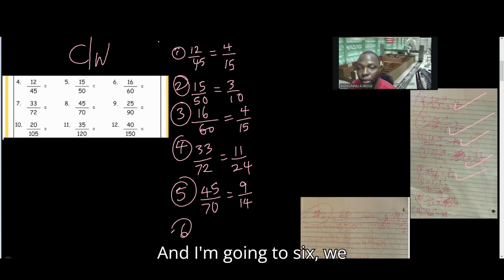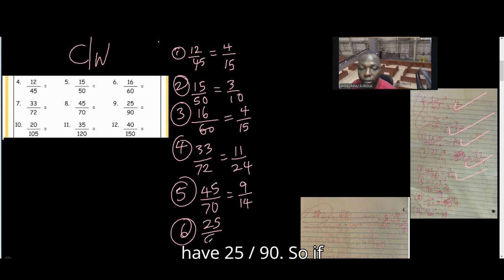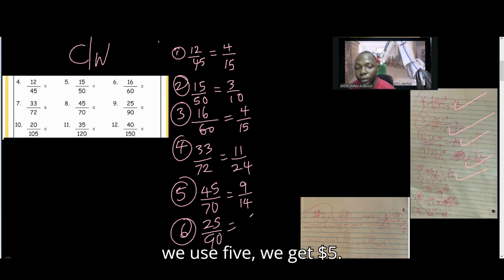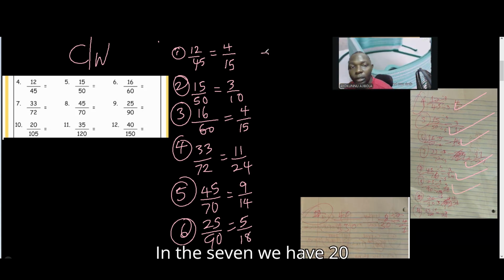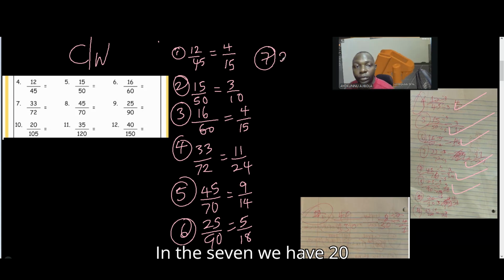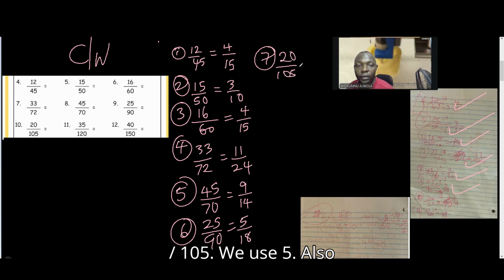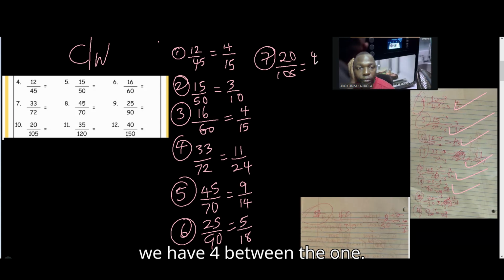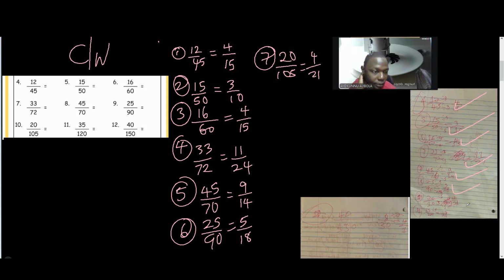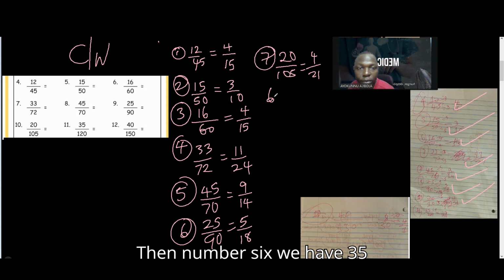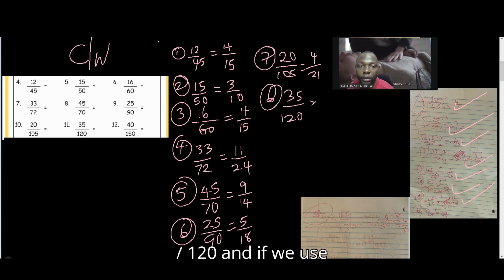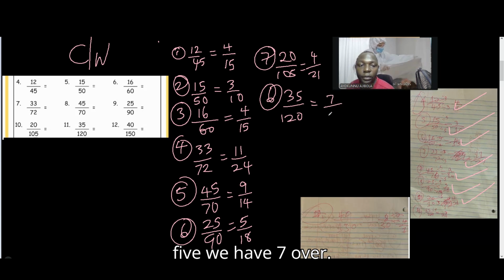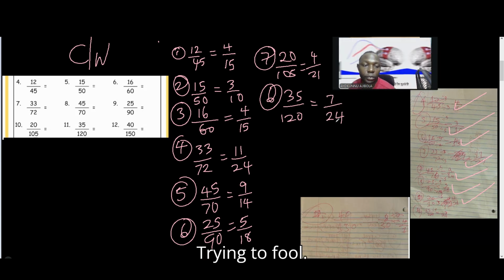And number 6, we have 25 over 90. So if we use 5, we get 5 over 18. Then number 7, we have 20 over 105. If we use 5 also, we have 4 over 21. Then number 6, we have 35 over 120. And if we use 5, we have 7 over 24.